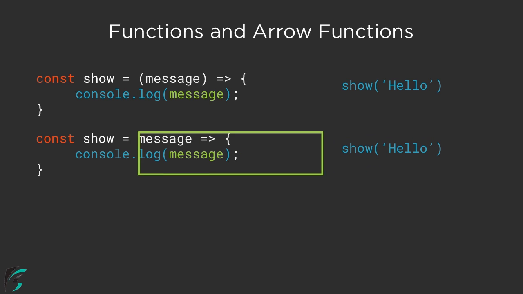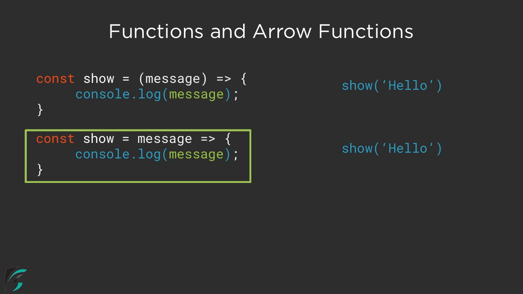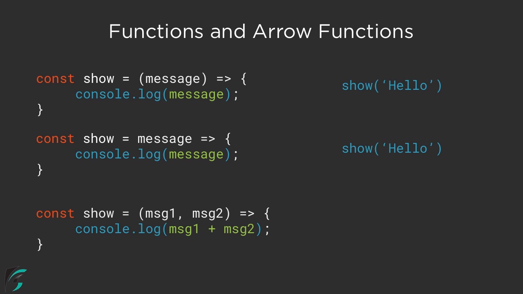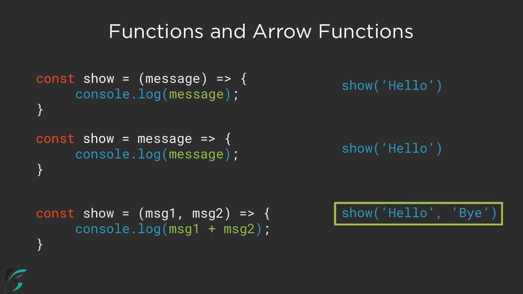But it is only applicable for the function where we have just one parameter. In case you have more parameters, then the parenthesis is mandatory. You cannot remove that. And when you have multiple parameters, then of course you need to pass multiple parameters during the function call. So here just pause the video for a while and analyze the syntax of the arrow function.